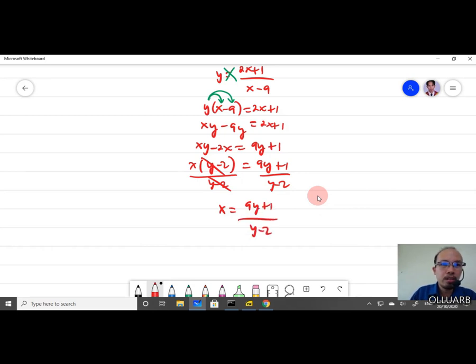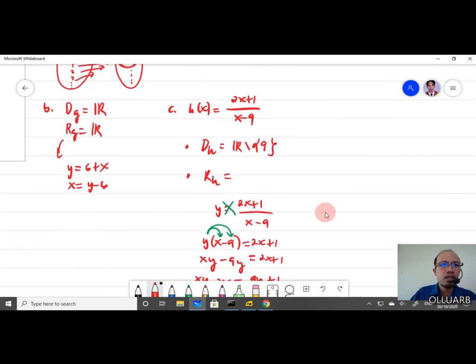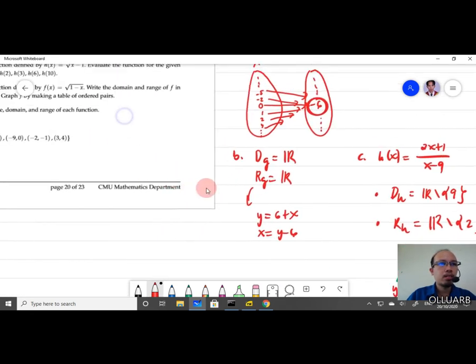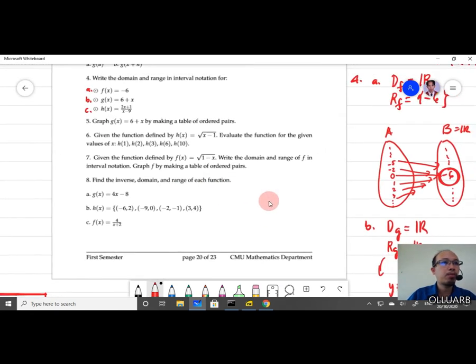So this is always defined except for y which is equal to 2. Why? Because if you substitute 2 here, the denominator becomes 0. So this is the set of real numbers except positive 2. So that's how you are going to find or determine the range of the function. Okay, so that's problem number 4.